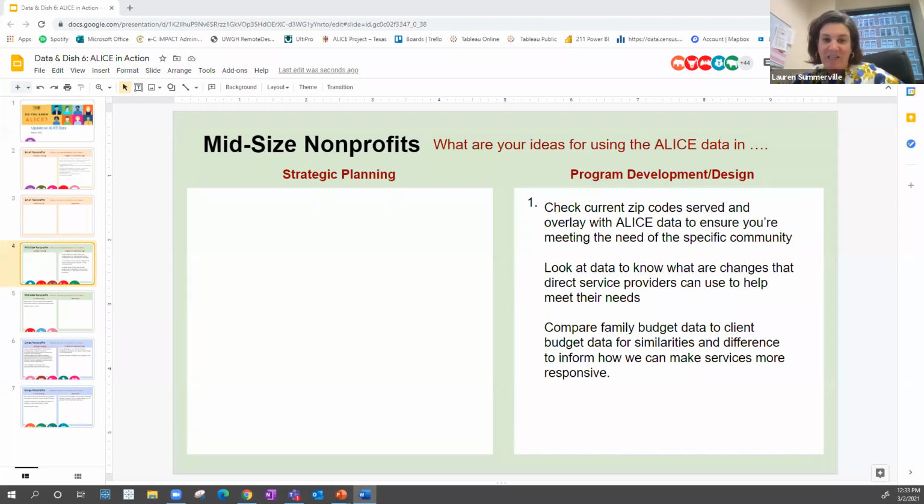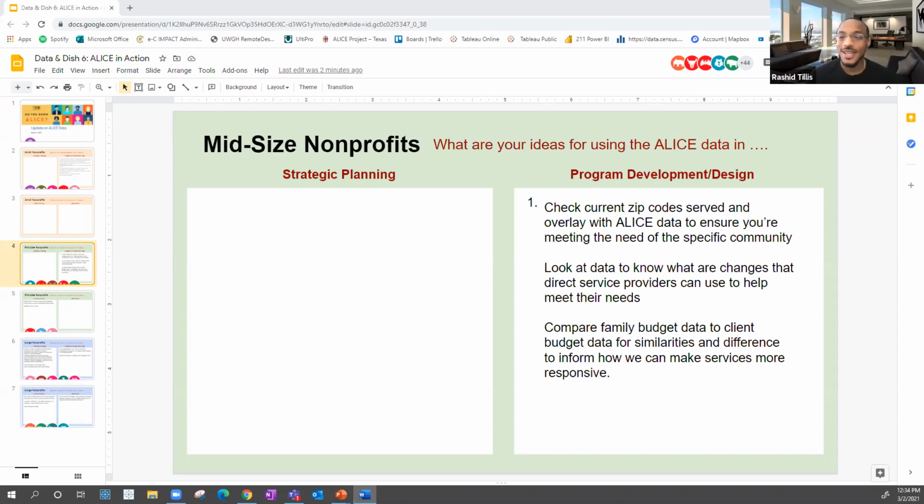We suggested looking at the data to know what changes direct service providers can use to help meet the needs of the Alice population. I think that ties in to Michael's point about budgeting and the way that people prioritize their budget needs. And then comparing family budget data to client budget data for similarities and differences. We also acknowledged that from a strategic planning standpoint, it was good to continue to educate boards about your priorities, mission, and the Alice population so they understand how programs need to adjust and adapt.